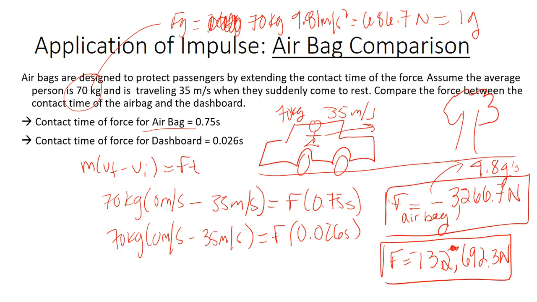So let's do the other one. Taking the force divided by the weight of the person, it's 193 G's. I literally don't even know what would happen because that's so many G's. Point being, you experience a lot of force. So that's why those airbags are in your cars. Obviously they're meant to protect you during a collision, but hopefully these numbers show you the difference in dashboard versus airbag and how much they actually do protect you.